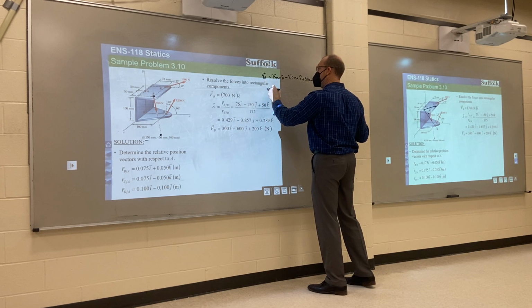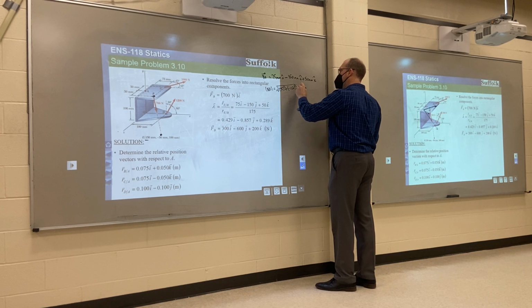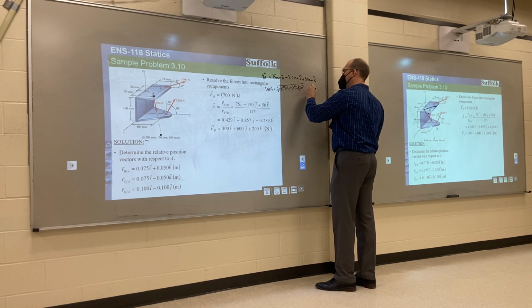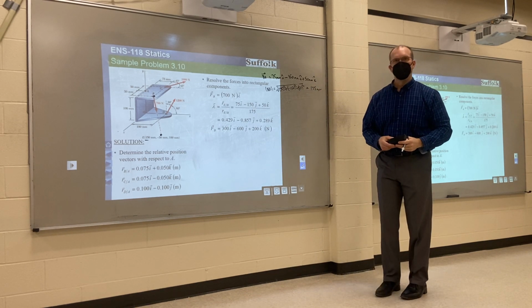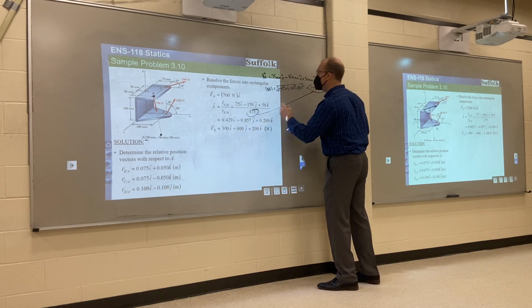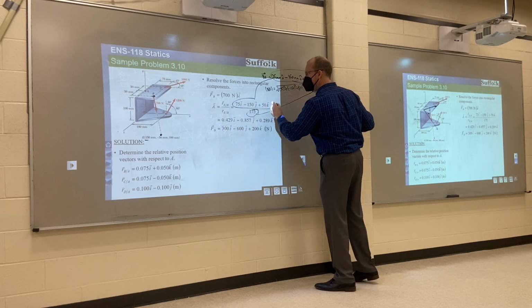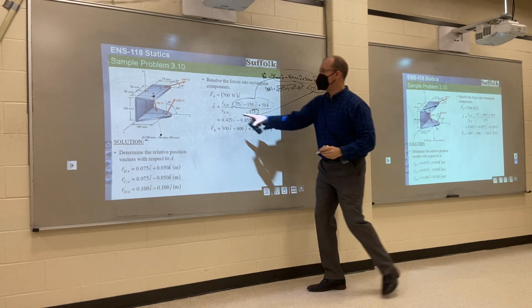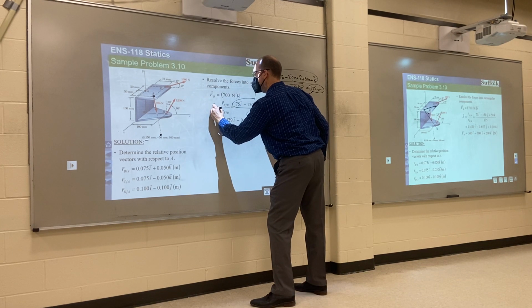The scalar magnitude of that is just equal to the square root of the sum of the squares: 75 squared plus negative 150 squared plus 50 squared. And you're going to get 175 millimeters. I noticed I skipped a step on the slide, so I'll just show it to you. That goes there, and that's the unit vector along that line, lambda BE.